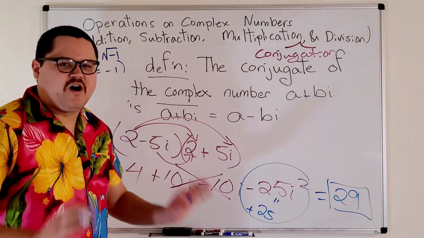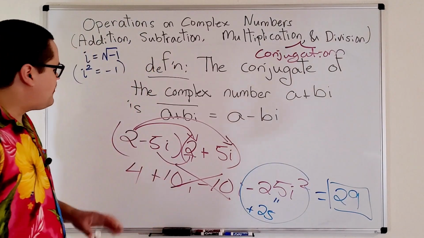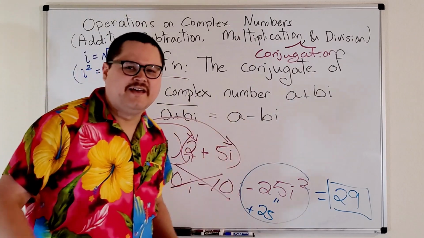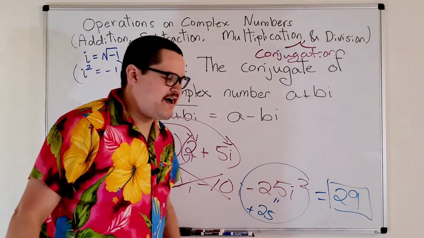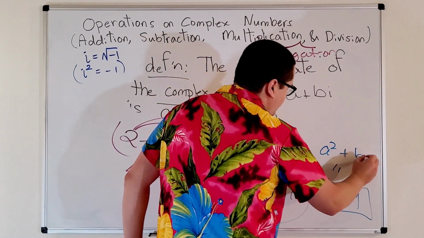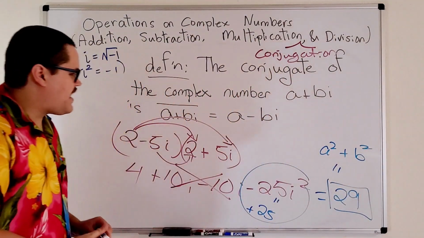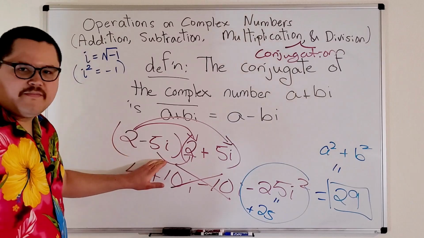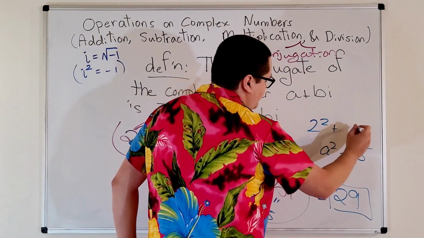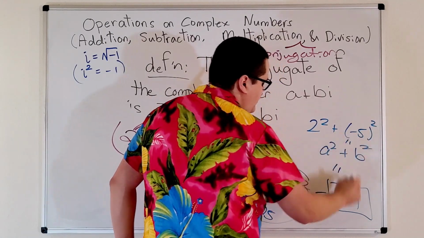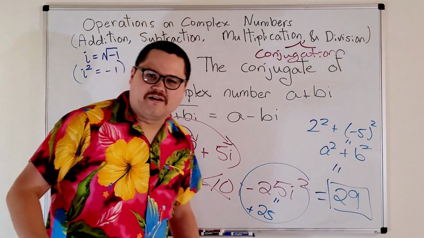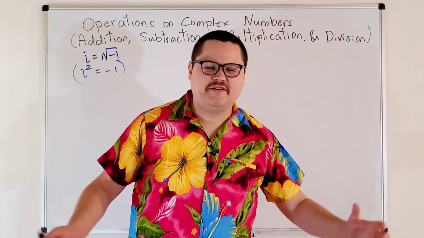Something like this will always happen. So whenever you multiply the complex number a plus bi times its conjugate a minus bi, you'll always get a squared plus b squared. Right? In this case, a was 2, b was negative 5. So if we do 2 squared plus negative 5 squared, we get positive 29. Pretty cool, huh? Let's talk about complex division.